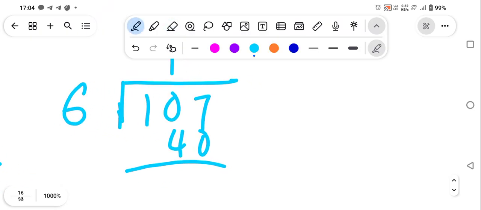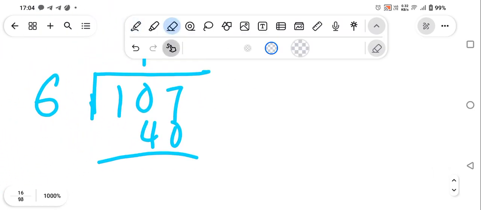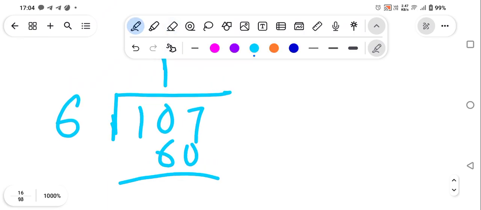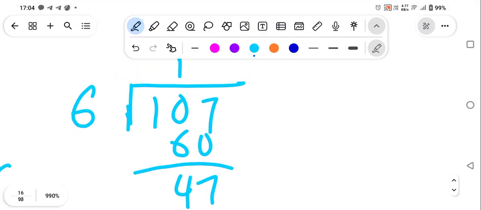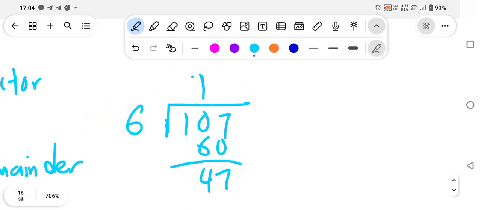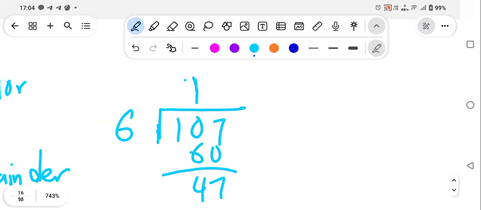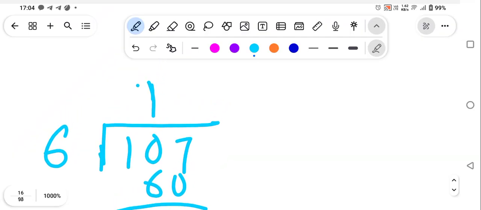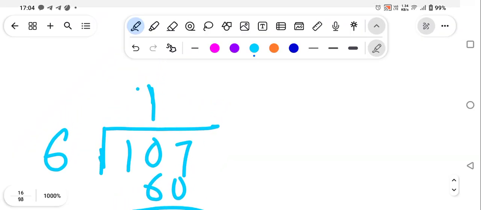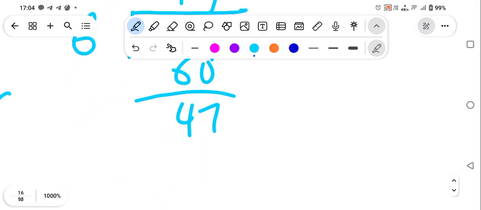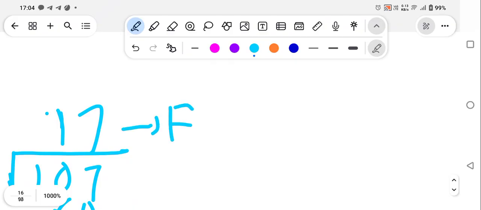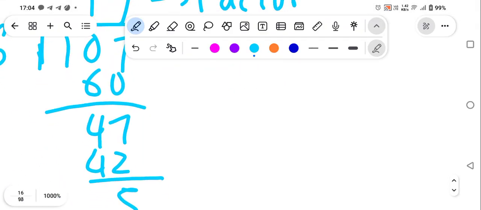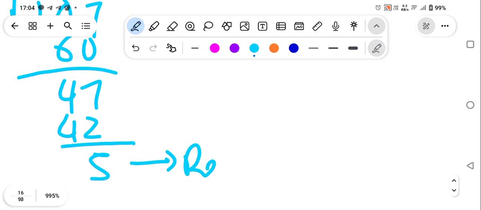and 60, sorry. So this will be 60. And this will result in 47. So what is the factor of 6 that we can get so that we can get 47? If you think about it, 7 times 6 is 42. So the highest possible is 7. And 17 will be the factor, and 5 would be the remainder.